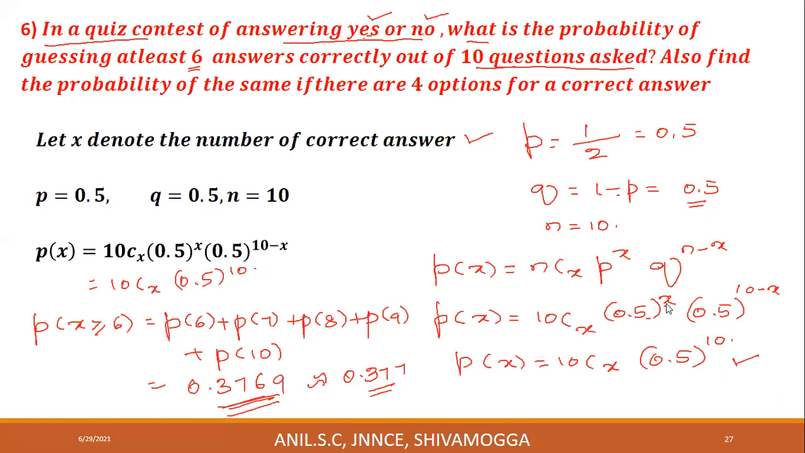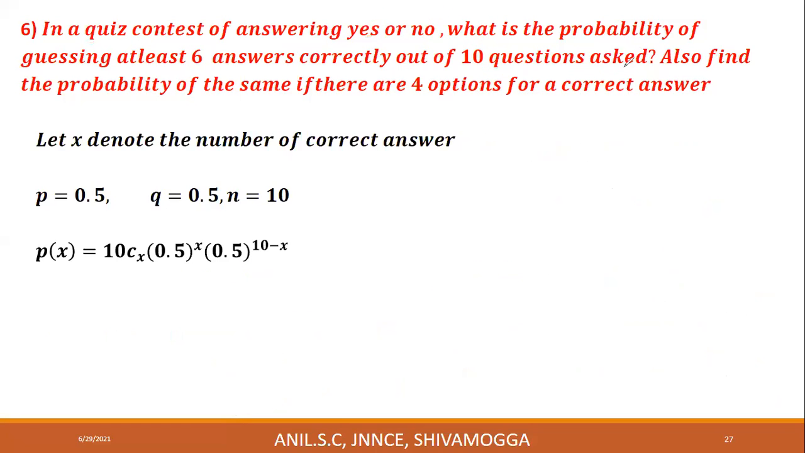Next, we'll move to the second part. What is the second part? Also find the probability of the same, that means guessing 6 answers correctly, if there are 4 options for a correct answer. Second part.